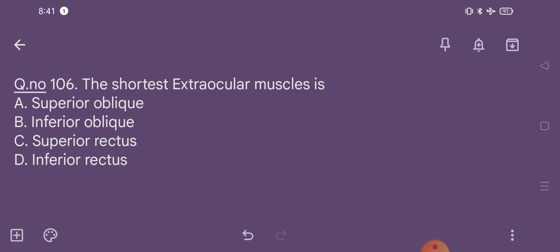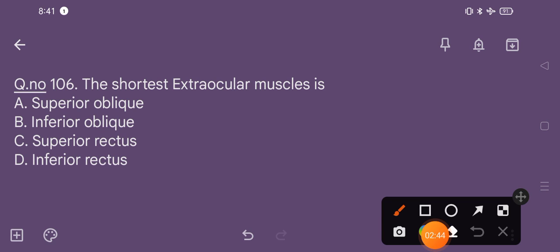Question number 106. The shortest extraocular muscle is: option A, superior oblique; option B, inferior oblique; option C, superior rectus; option D, inferior rectus. The correct option is inferior oblique is the shortest extraocular muscle.